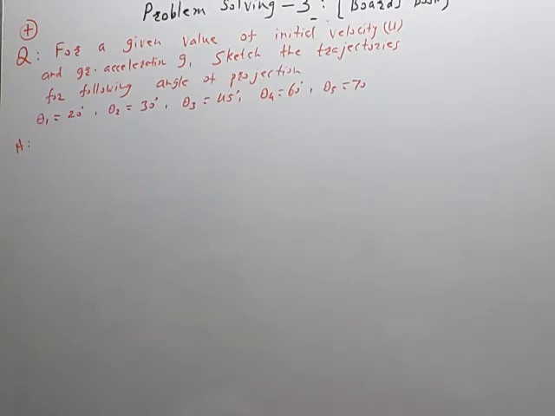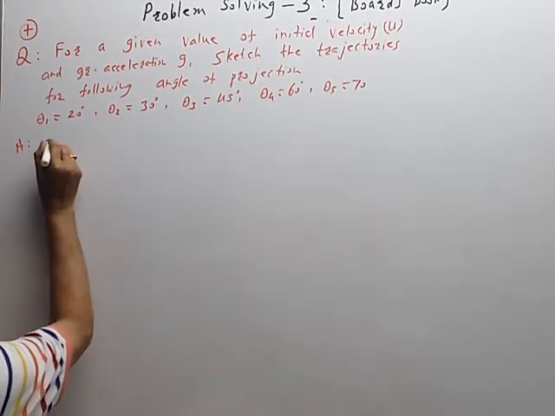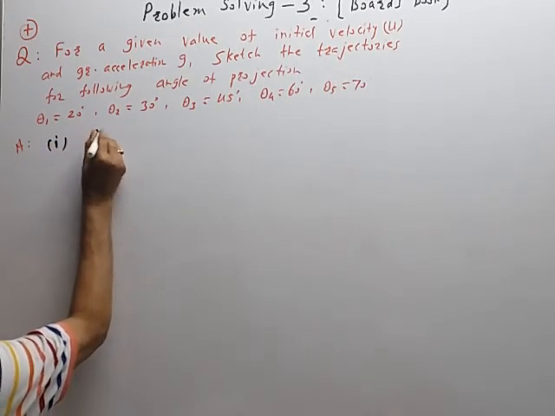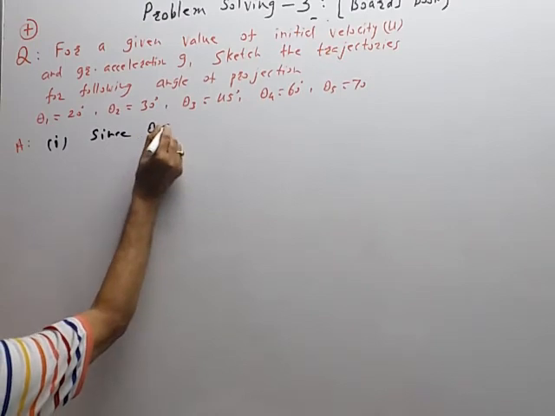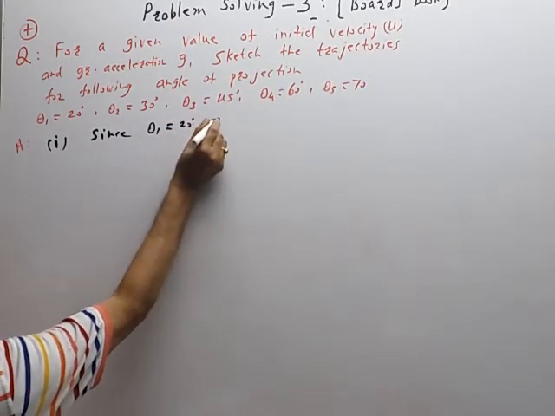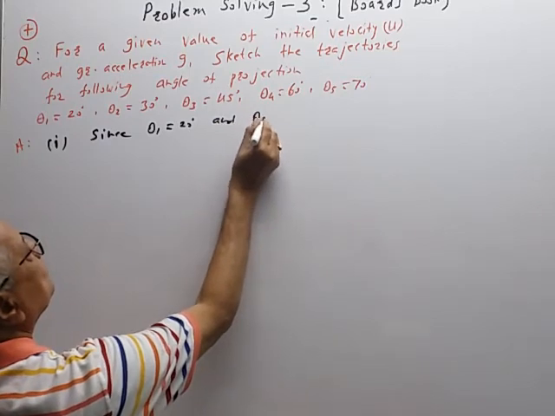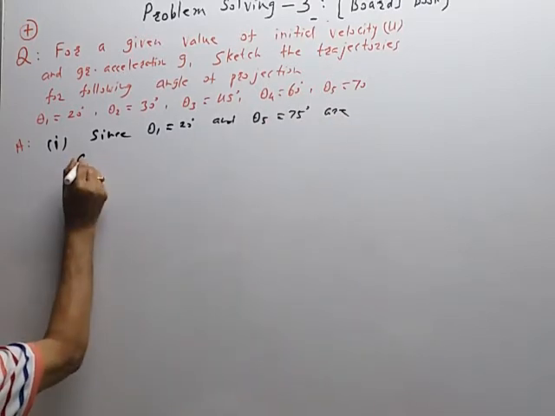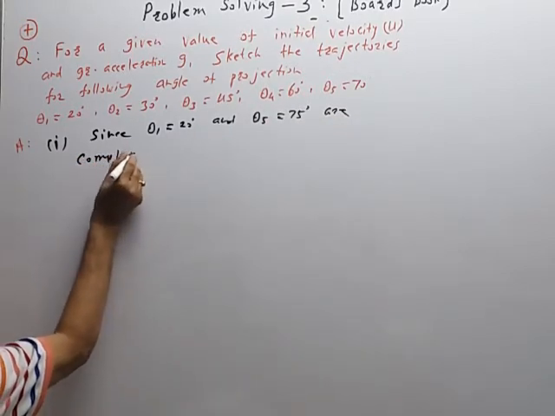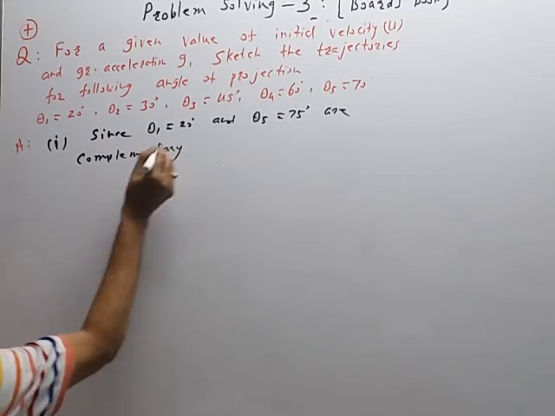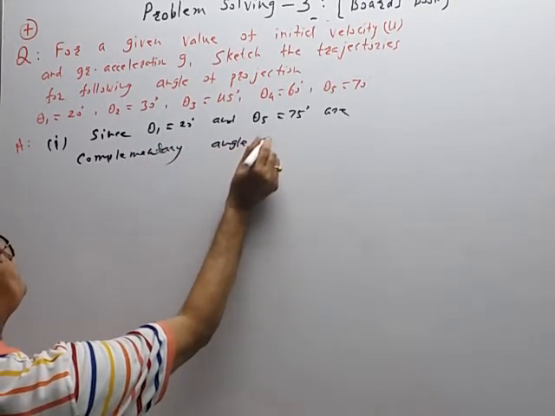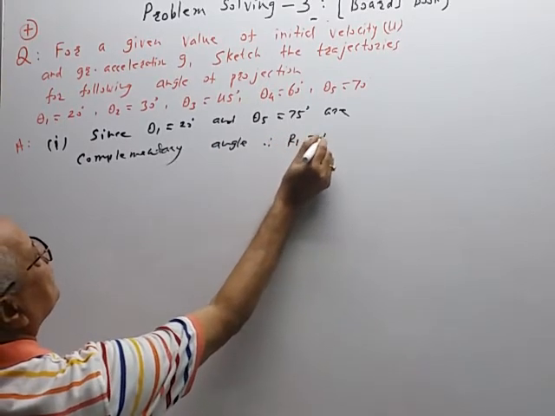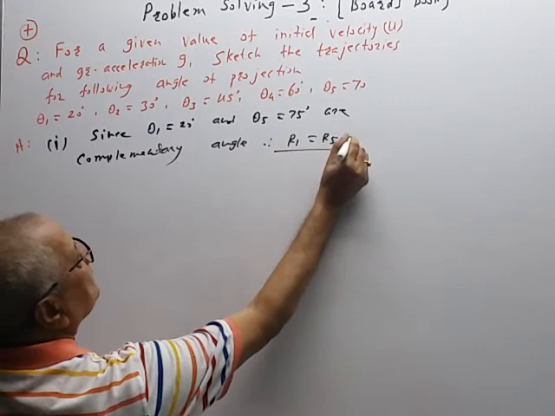So from these values, what conclusion we can draw about the range is like this. First conclusion: since theta 1 is equal to 20 degrees and theta 5 is equal to 70 degrees are complementary angles, therefore R1 is equal to R5. This is result A.